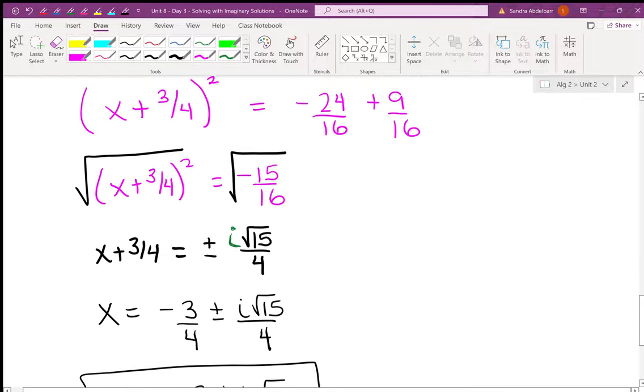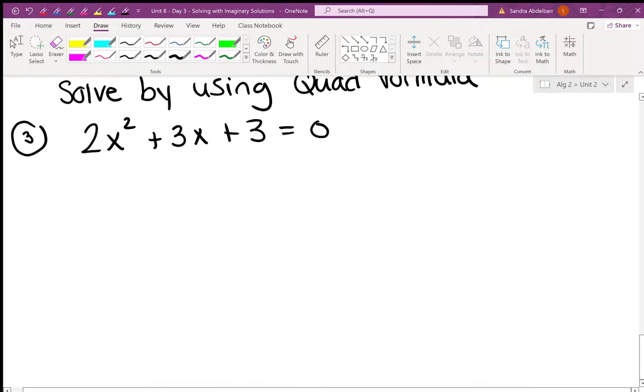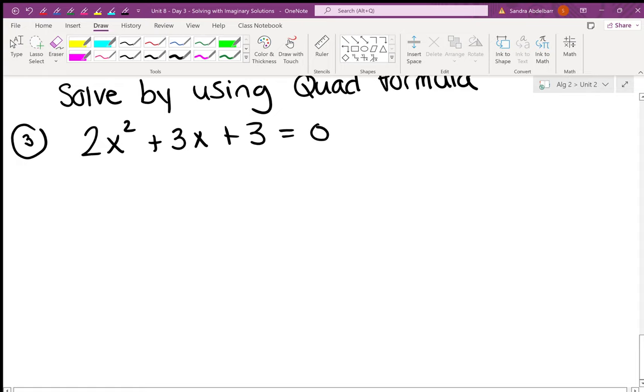I'm really drilling this into you because the next lesson or the lesson after that, at some point, it's not always going to have a degree of 2, and you won't be allowed to use the quadratic formula. So you have to recognize when you can use it versus when you cannot use it. Can we use the quadratic formula here? Yes. How do you know you can use the quadratic formula? When it's squared, when it has a degree of 2.